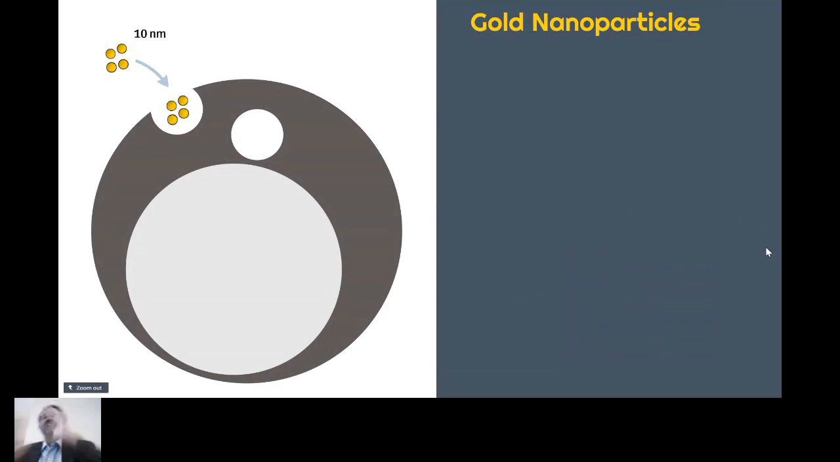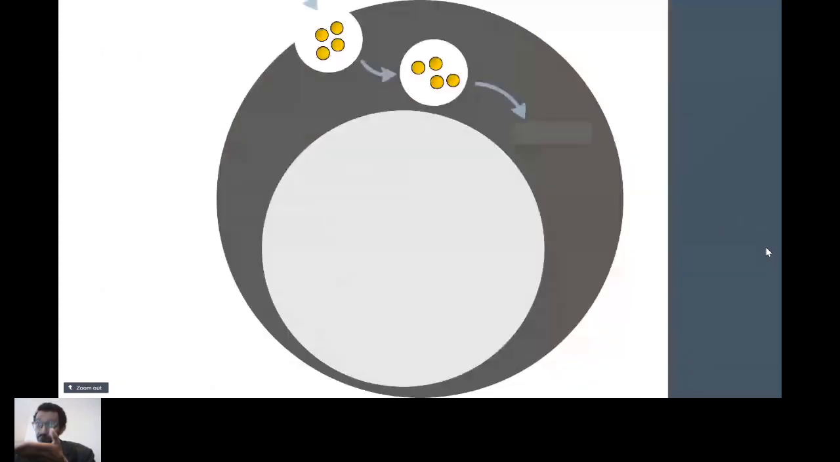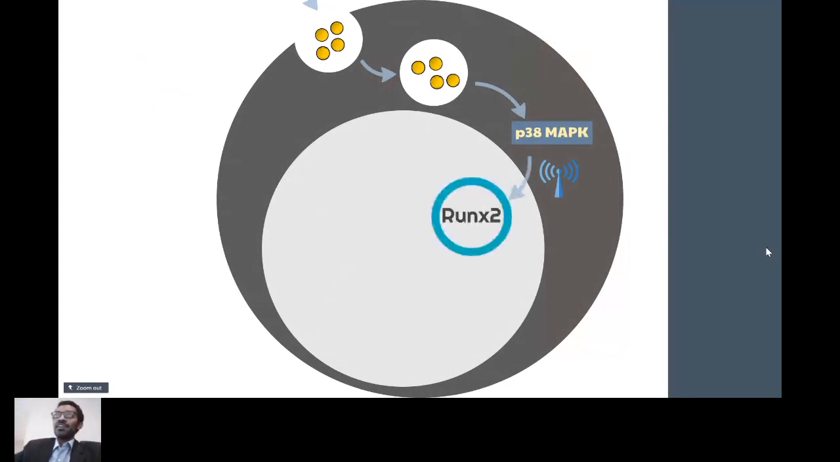And then we just followed the process. These 10 nanometer gold nanoparticles get engulfed, or phagocytosed, by the cells, so they go inside the cell. Through small vesicles, they mechanically activate the p38 MAP kinase pathway, which gives a signal. Due to time limitations, I cannot explain all these molecular things, but all of them are mentioned in one of the articles. I'm going to mention it in the last slide, I think.